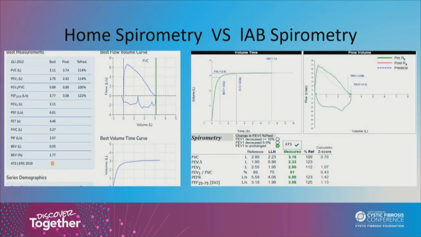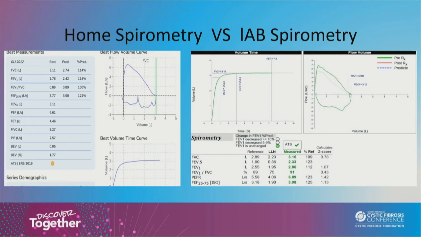So I think this is my favorite slide from my presentation, and I'm a pulmonary function technician as well. So I spend a lot of time looking at flow volume curves. And when I go in and check those demographics, I do a lot of rejecting of tests on the dashboard. It's easy to tell a good test from a bad test. And this is probably the best one that I looked at that week.